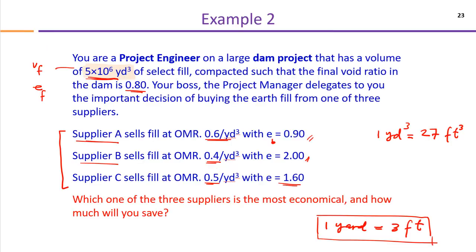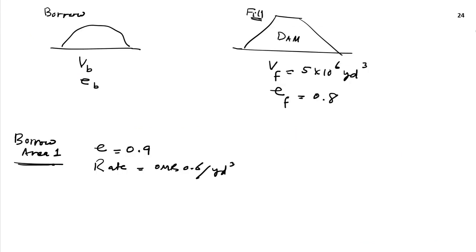So let's go back and see. So the first supplier A, the rate is 0.6, void ratio is 0.9. So instead of 1, let me write this also, A, borrow area A. Okay. So the formula we know is the volume of borrow area over 1 plus void ratio of borrow area should be equal to the volume of fill over 1 plus void ratio of the fill.